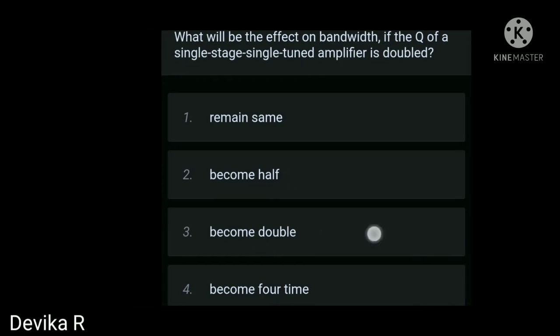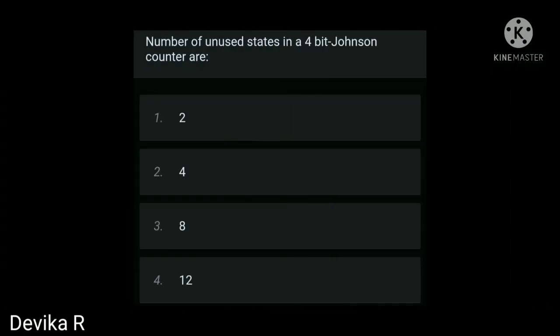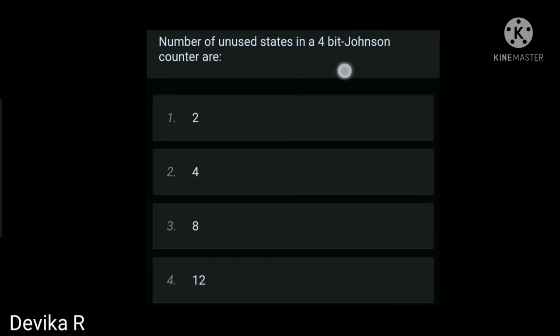Okay. Next one: the number of unused states in a 4-bit Johnson counter. First, what is a Johnson counter? We know the Q bar output is given to the input of the D flip-flop. If Q is given to the input of the D flip-flop, it's a ring counter, so a 4-bit Johnson counter is a twisted ring counter.